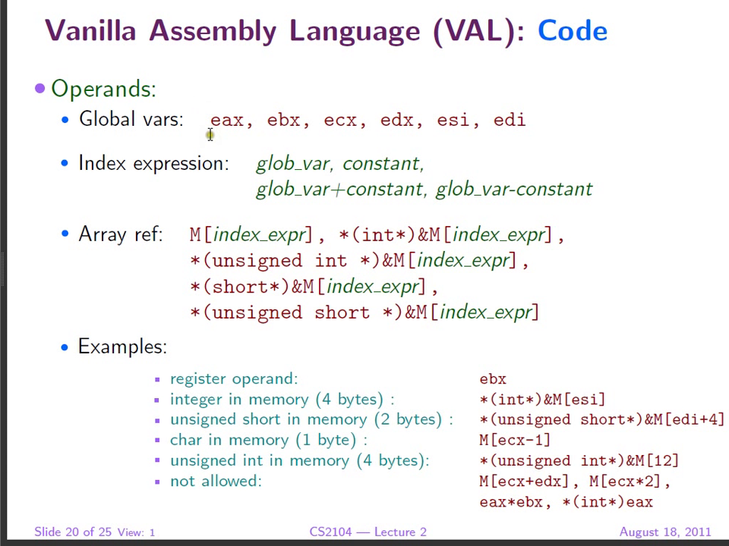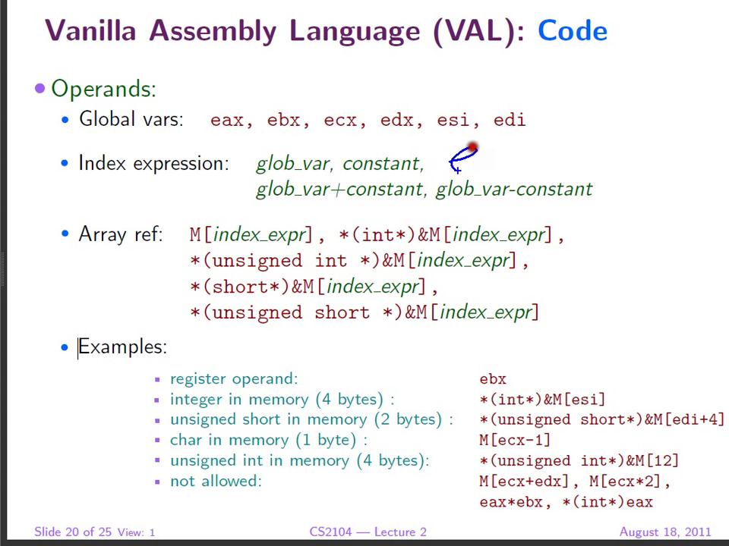So in order to define the instructions, we're going to define first the operands. What operands can appear in those instructions? Obviously, we can have any of the six global variables. And this is one type of operand, global variable. There's an index expression that we're using here. These expressions will be allowed to be used as indices. It's either a global variable, one of the six here, or a constant, any kind of integer constant is allowed, or a global variable plus constant, or global variable minus constant. These are all the expressions that are allowed.